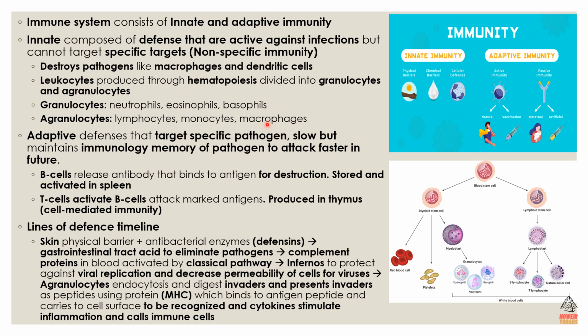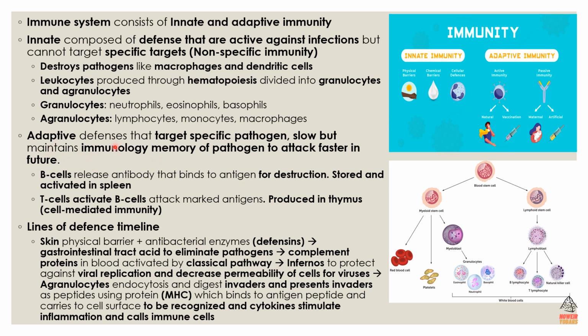Next, we have the adaptive immunity. So adaptive defenses, they target specific pathogens. They're slow, but they maintain immunological memory of the pathogen in case it comes against your body, so they attack faster in the future. They have B cells which release the antibodies.